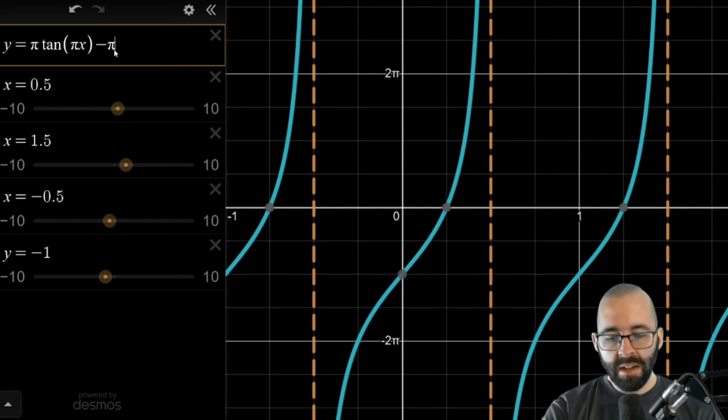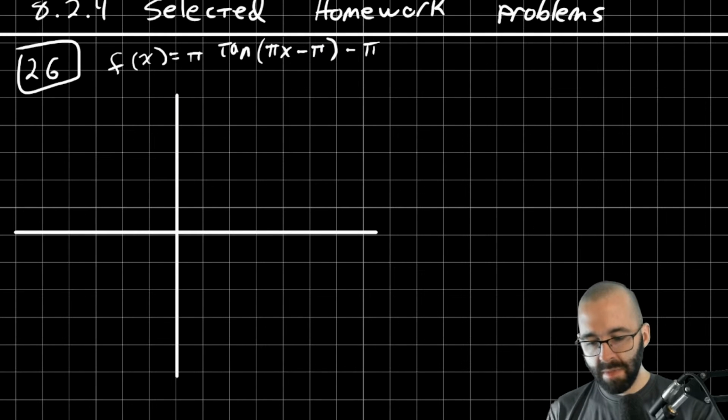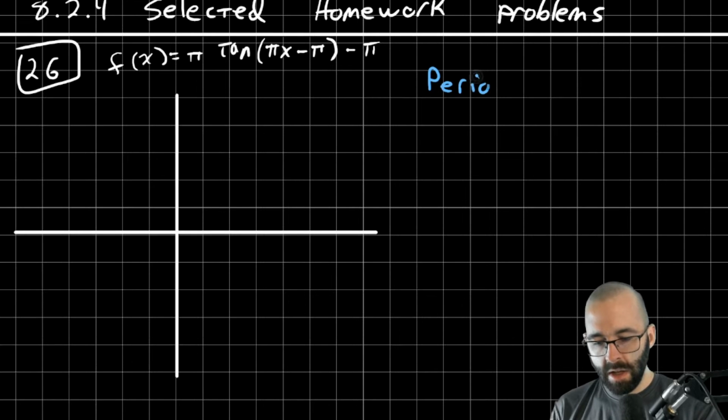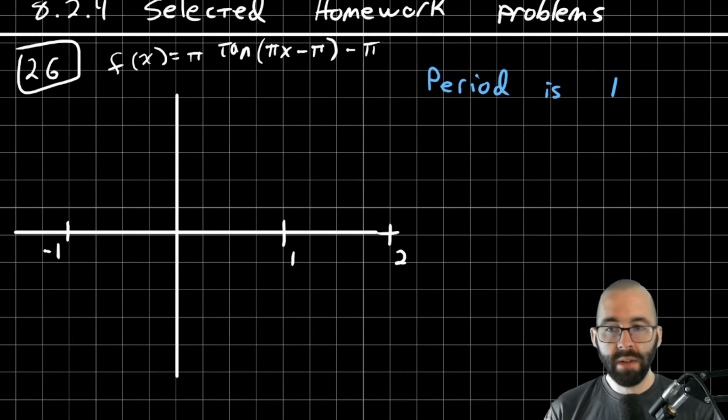So our period is going to get divided into 4 boxes, just like sine and cosine. Our period here is 1. Right, period is 1. Let's maybe make a note of that. Period is 1. So let's have 1 count as 4 boxes. This is 1. And this is 2. And this is negative 1.